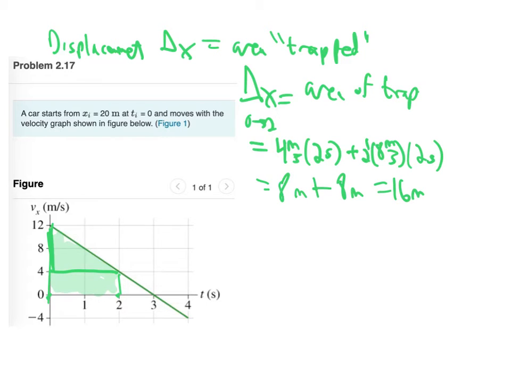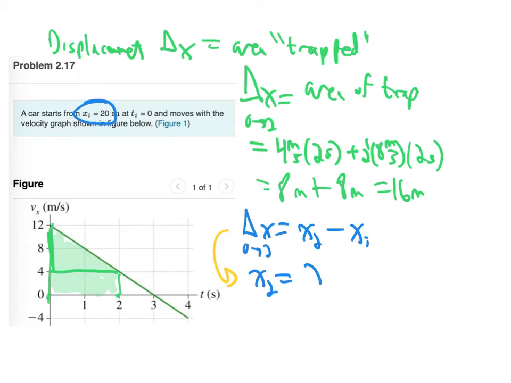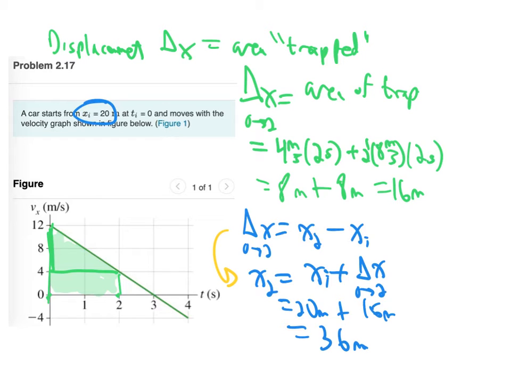But we have to remember that that's the area. We don't want the area, we want the actual position, so we'll have to start with looking at this. And we'll say, well, remember that delta x from 0 to 2 is defined as x at 2 seconds minus x initial. We can reverse that and say that therefore x at 2 must be x initial plus the delta x from 0 to 2. This is no more than saying that where you end up is where you start plus how much you change by. It's really as simple as that. And so we have 20 meters plus the 16 meters, which is the requisite 36 meters to 2 decimal places.